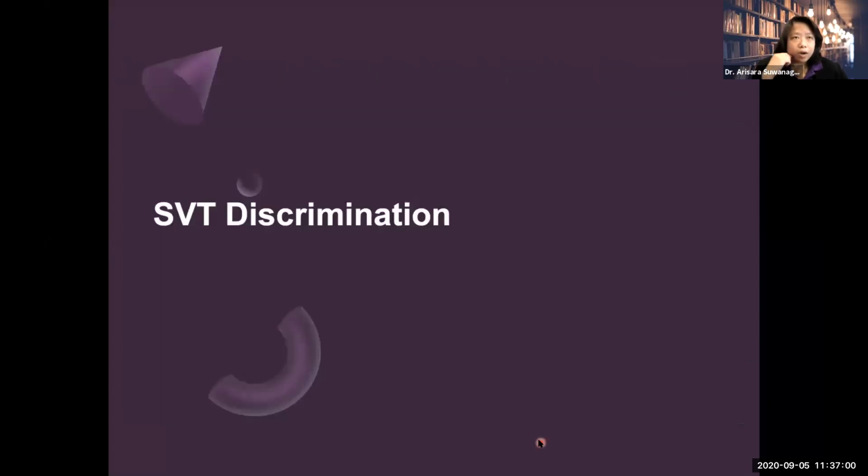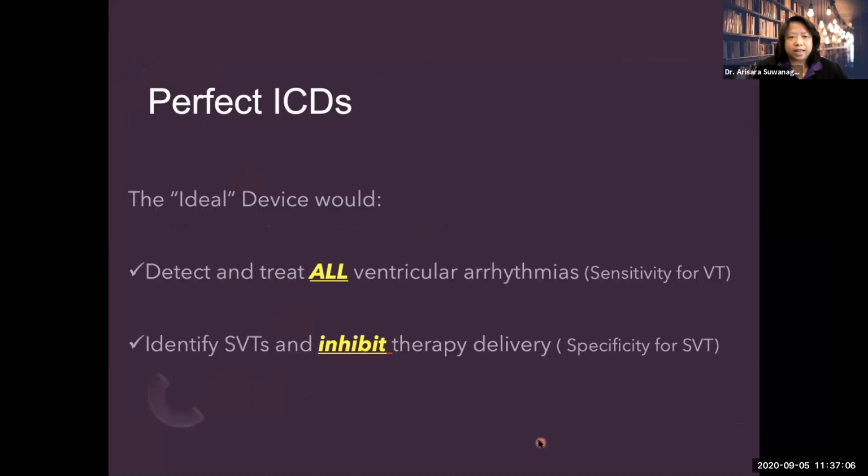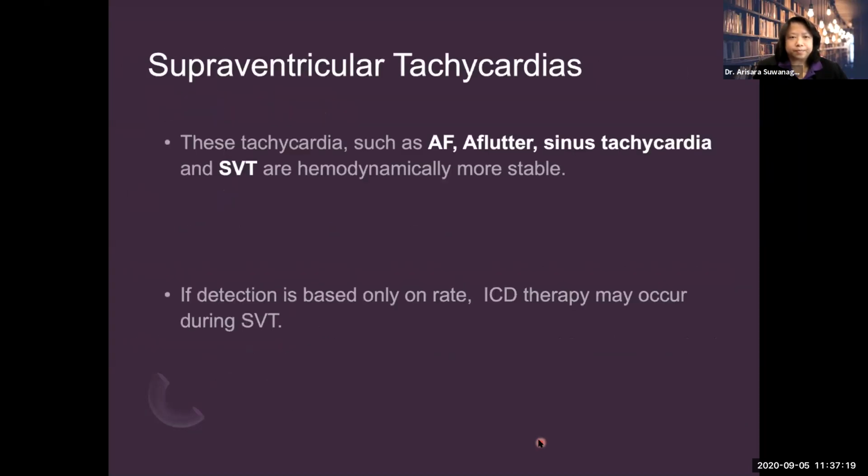Okay, after you know how the ICD works, you need to know that the ICD needs to have good SVT discrimination as well. Like we mentioned before, we need the ICD to have good detection of all ventricular arrhythmia and make sure that it inhibits the treatment if it's an SVT. These SVTs include AFib, A-flutter, and sinus tachycardia. We want to make sure that it will not shock upon these diagnoses.